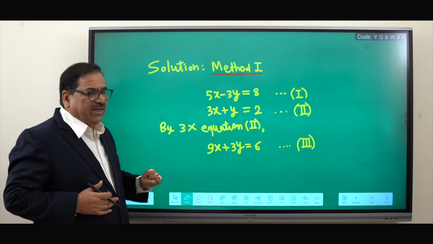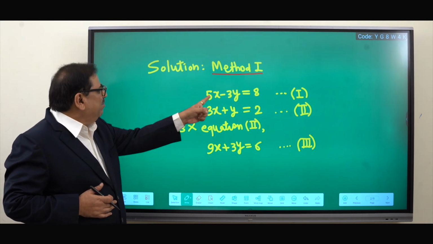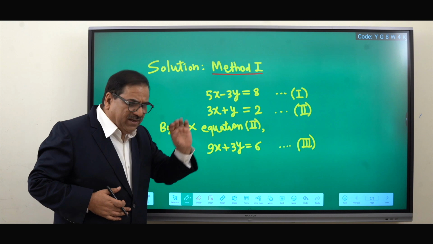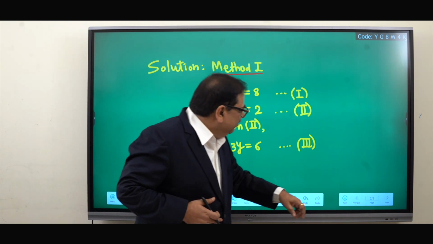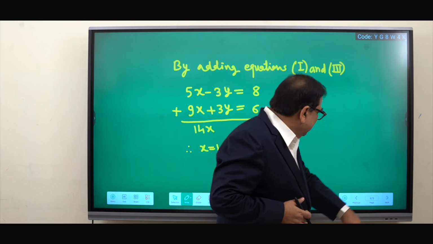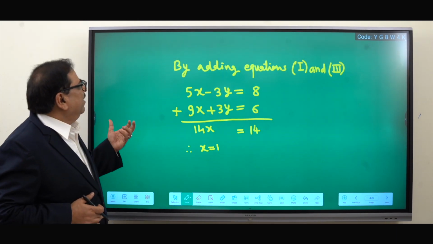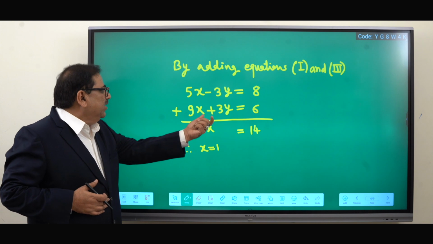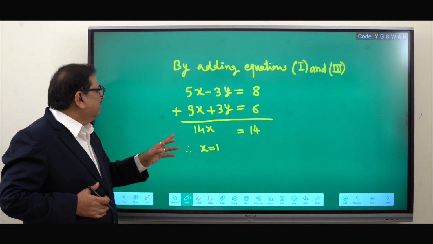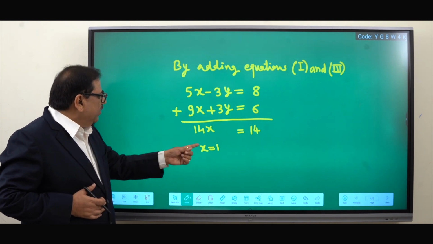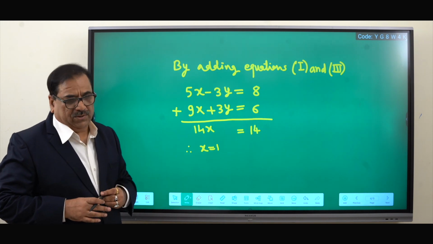Solution 1: these two equations are given, equation 1 and equation 2. Here we have minus 3y, so we will multiply the second equation by 3. We will get the equation 9x plus 3y is equal to 6. We are calling it equation 3. When we add equation 1 and equation 3, 5x minus 3y is equal to 8 and 9x plus 3y is equal to 6, minus 3y plus 3y cancelled, 5x plus 9x is equal to 14x, 8 plus 6 is 14, therefore x is equal to 1. We have got the first value.